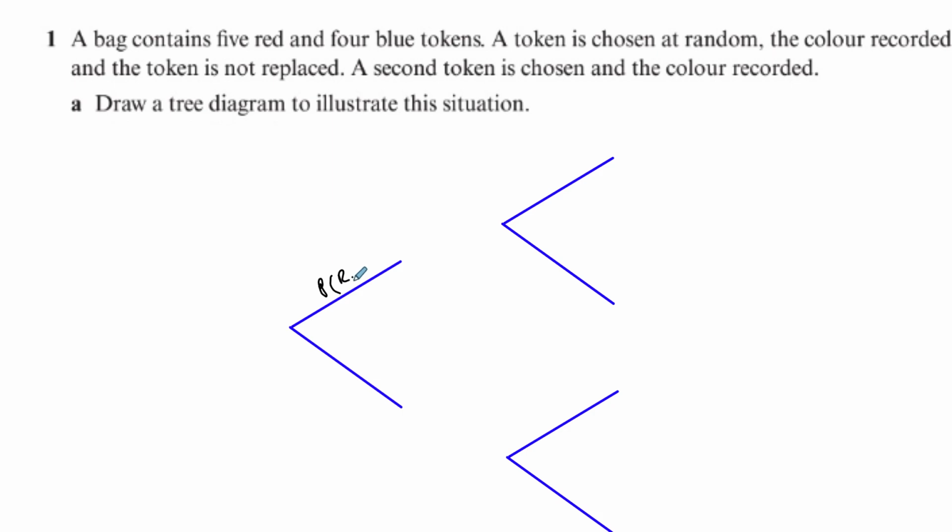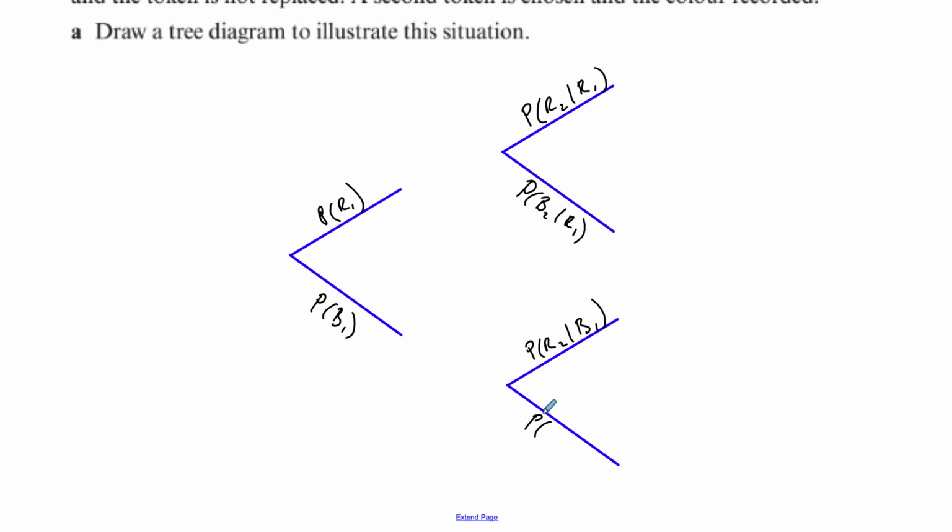So we've got red 1, blue 1, red 2 given red 1, blue 2 given red 1, red 2 given blue 1, and blue 2 given blue 1.